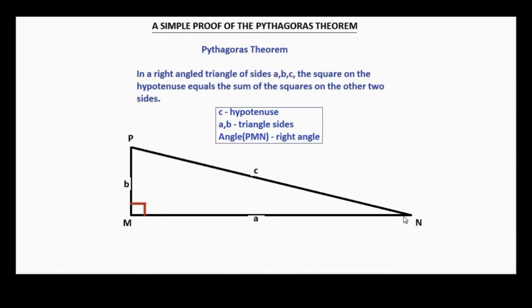Triangle MNP is a right-angled triangle which is given. Its sides are A, B, and C as marked. C is the hypotenuse, A and B are the triangle's other sides. Angle PMN is the right angle. So this is the right angle. MNP is the given right-angled triangle.